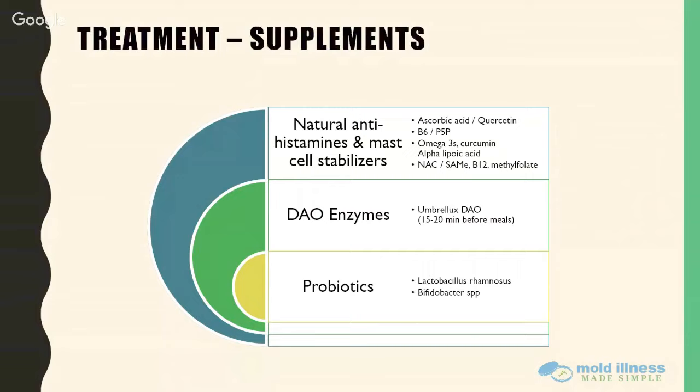And that can be done through a European formula. I think they're the only ones that make it now, and that's called Umbrellix DAO. You can take 1 or 2 caps with your meals. And again, some people react to all kinds of foods, so they take it with every meal. Some people just take it with the high histamine foods, and it really helps that mealtime reactivity and symptoms.